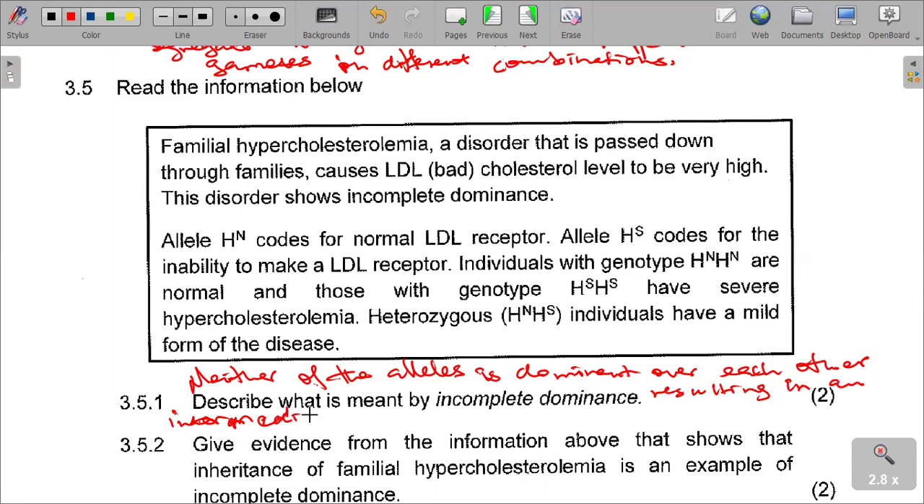It results in an intermediate phenotype. An intermediate phenotype is produced when both alleles are present. When both alleles are what? Are present.